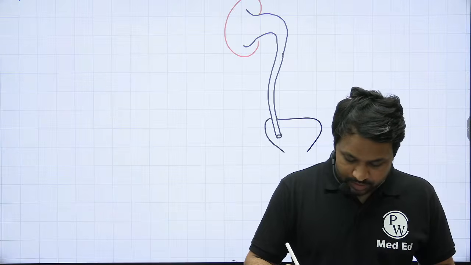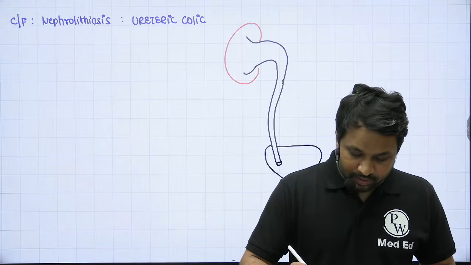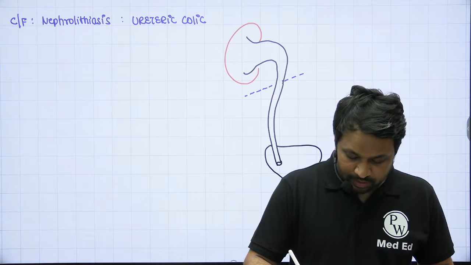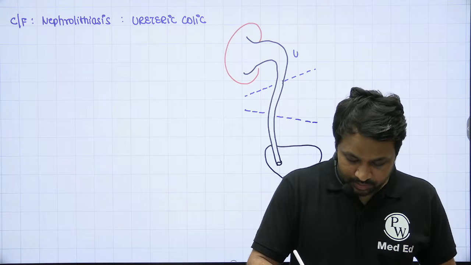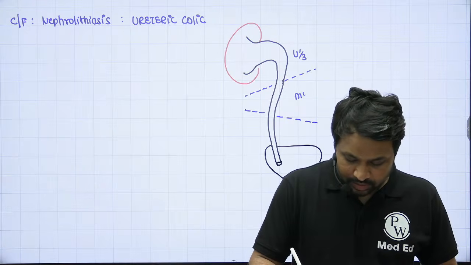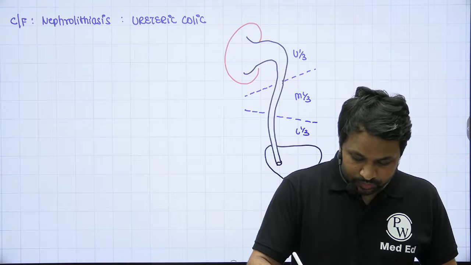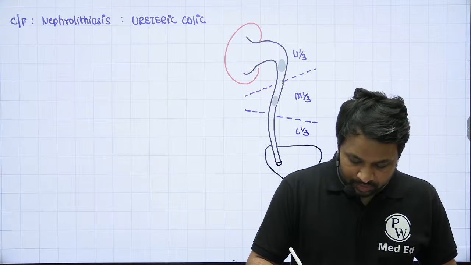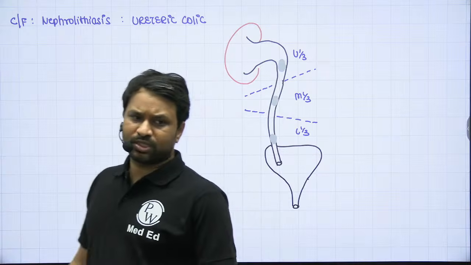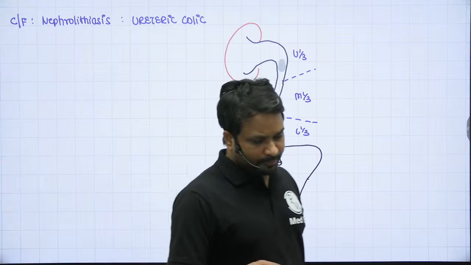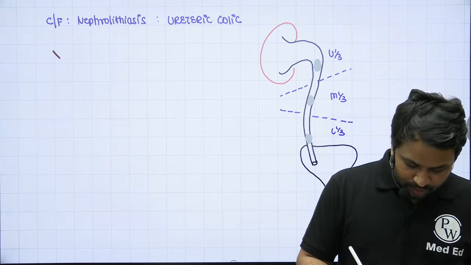Now take this as a representation of the bladder. I can divide the ureter into three parts, that is the upper 1/3, the middle 1/3, and the lower 1/3. Now imagine there's a stone present in the upper 1/3, the middle 1/3, or the lower 1/3. We'll have to see how the patient presents to us. So we are looking at the presentation per se. The first and foremost presentation would be the presence of pain.